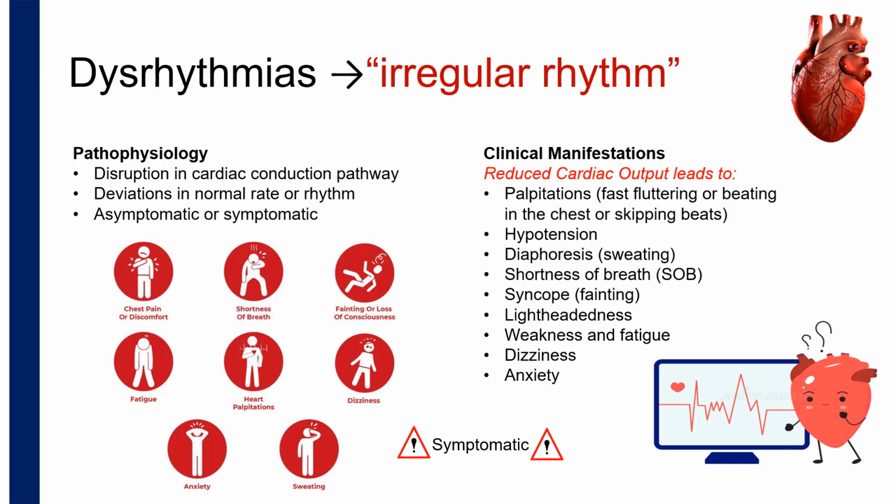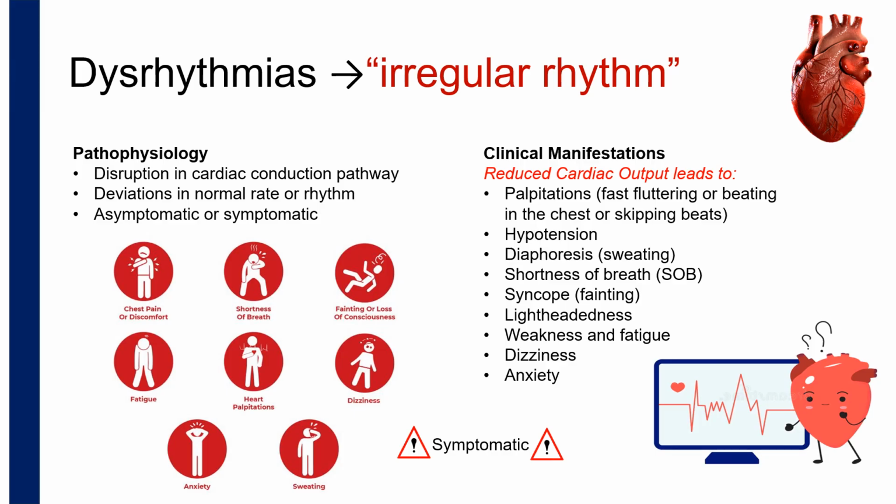So what does the word dysrhythmia mean? That just means irregular rhythm. You may hear the word arrhythmia. We're going to use that interchangeably with dysrhythmia. So that just means an irregular rhythm. The pathophysiology of this is a disruption in the cardiac conduction pathway. So that electricity that we just talked about, there's something wrong, there's something amiss. That's going to result in an irregular rhythm.